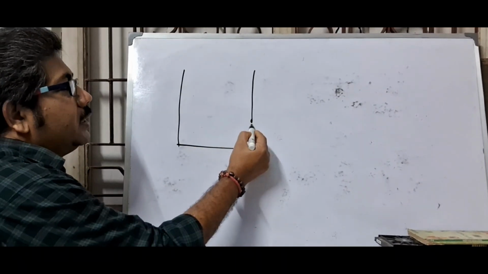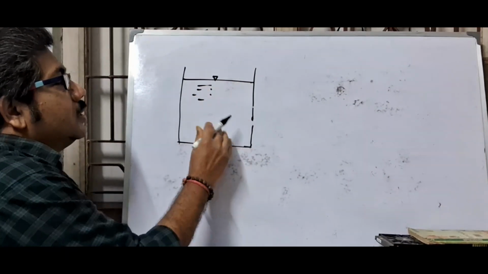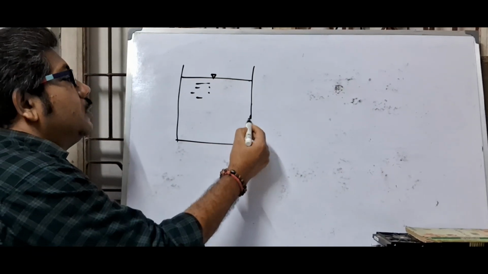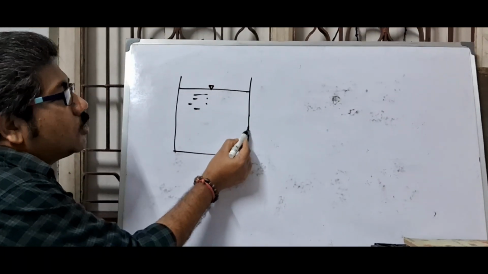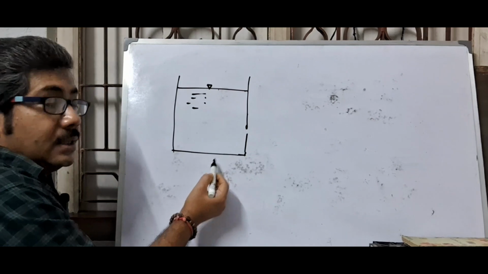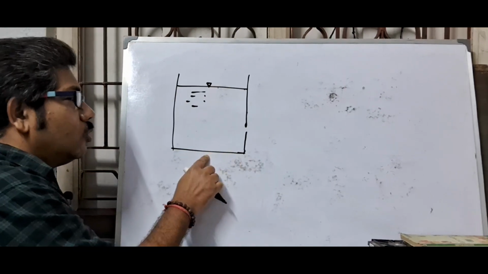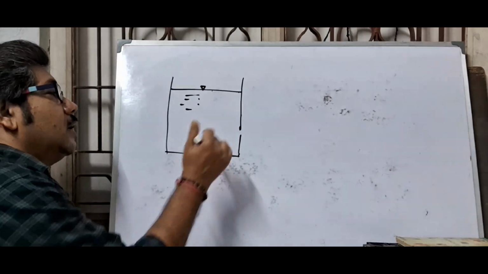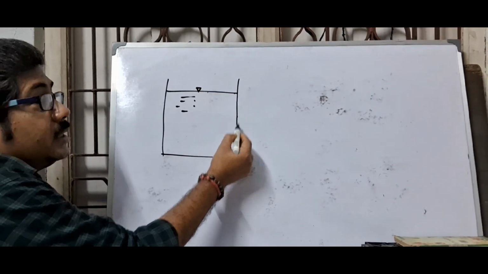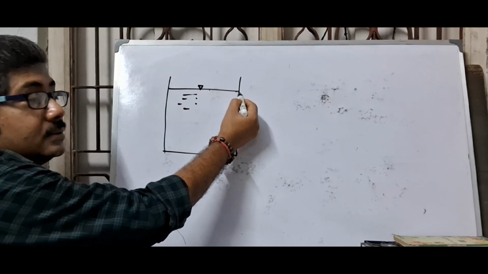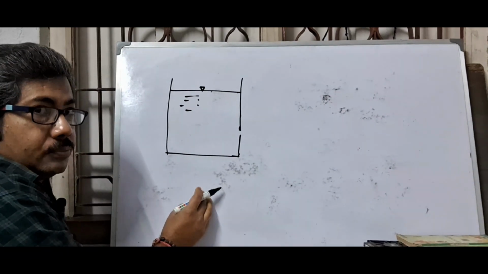Orifice is an opening for discharging liquid through this opening, and when the upper edge of the opening is below the water surface, this is called orifice, and it can be cut at the side wall or bottom wall. And when the upper edge of the opening is above the water surface, that means freely exposed to the atmosphere, it is called notch.